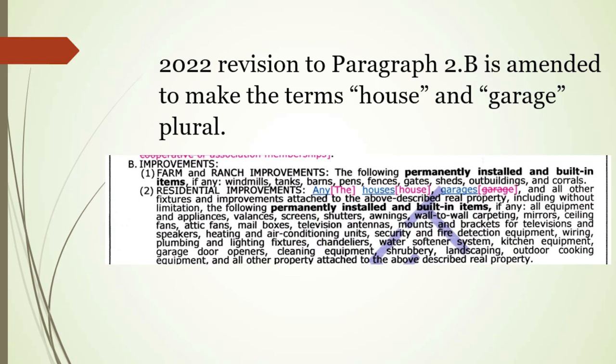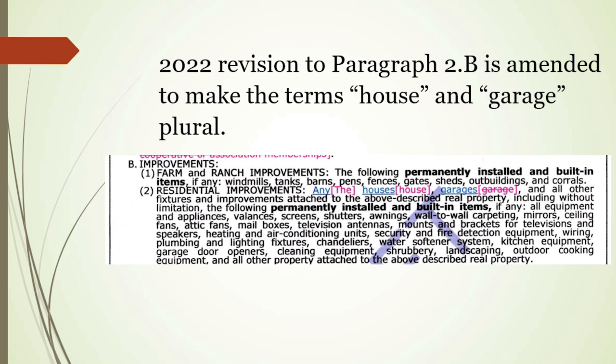22 revision to paragraph 2B is amended to make the terms house and garage, so farm and ranch improvements following permanently installed and built in. This is another reason why it's so important to use farm and ranch when you're dealing with farm and ranch instead of 1 to 4, because 1 to 4 doesn't have this. Windmills, tanks, barns, pens, fences, gates. So we added residential improvements, any houses and garages.